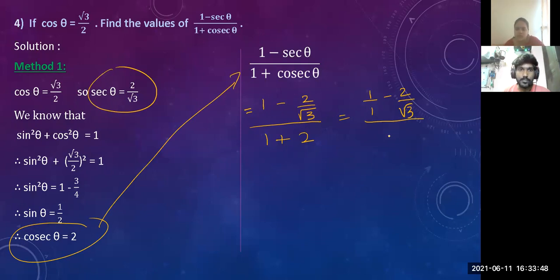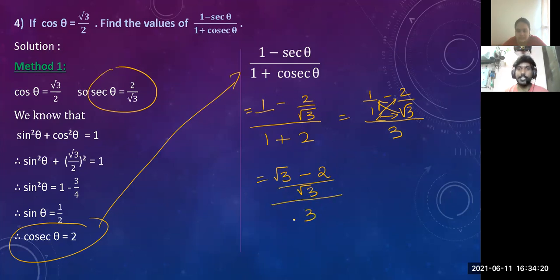This is 1 minus 2 upon root 3. I just wrote it as 1 upon 1, just to do cross multiplication. No number means 1. Divided by 1 plus 2, that is 3. Do cross multiplication in the numerator. So this will be root 3 into 1, that is root 3, minus 1 into 2, that is 2, and 1 into root 3 will be root 3, whole thing divided by 3.